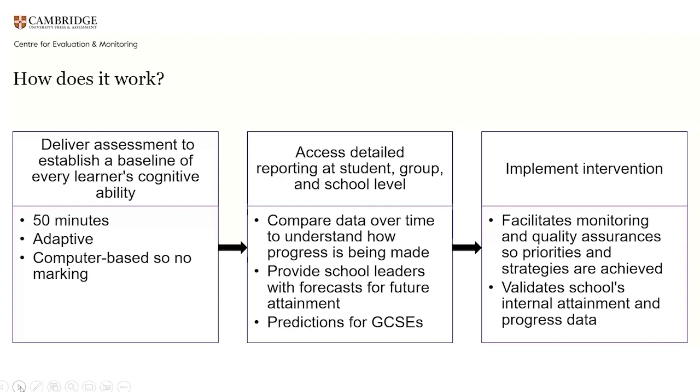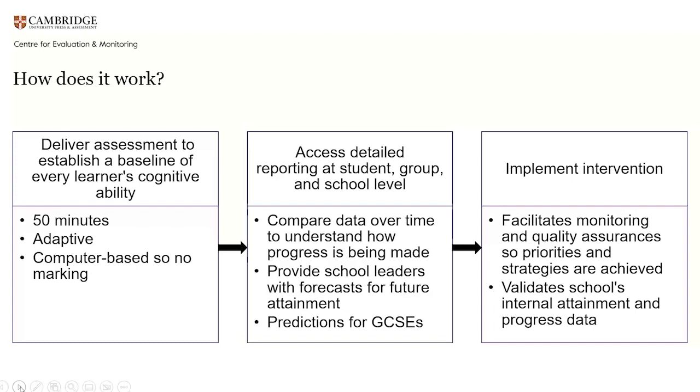And also, if you're part of a multi-academy trust, you can look at data at a group level as well. And that will allow you to compare data in terms of comparing one student to another, one class to another, one cohort to a previous cohort, or perhaps students in one school to another. And it'll allow you to compare data over time as well, so you can understand what progress has been made by your pupils. And this data that's provided in the reports provides school leaders with forecasts for future attainment.